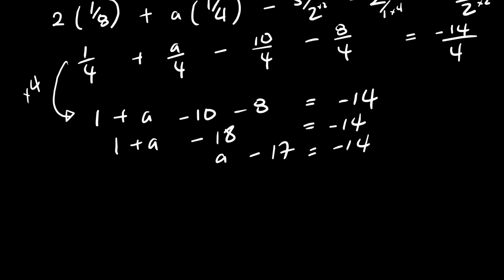So here we can write this as a is equal to, and I'll just write that step, negative 14 plus 17, and so a is going to be equal to 3, right? So that's our final answer.